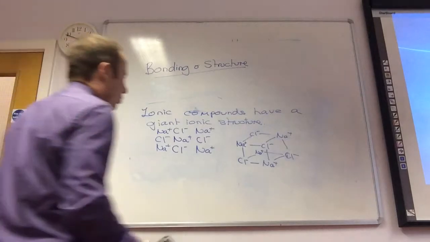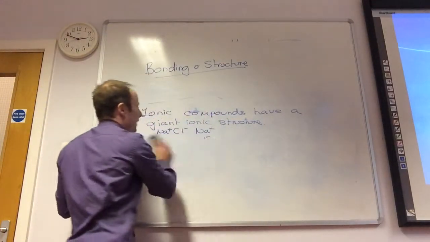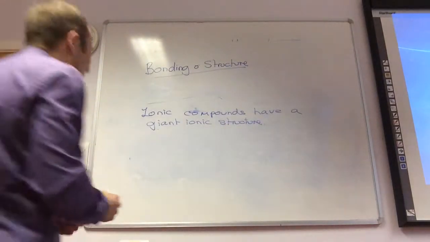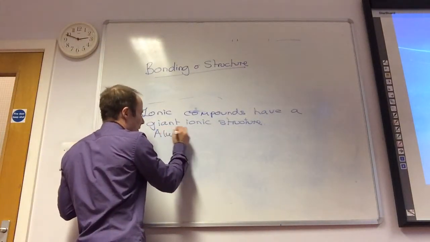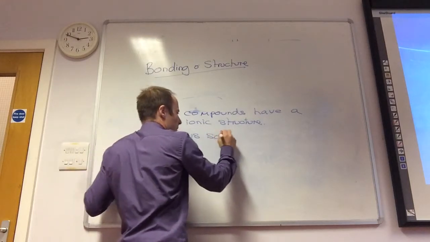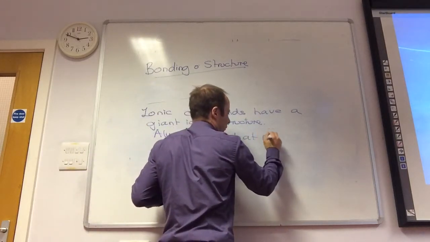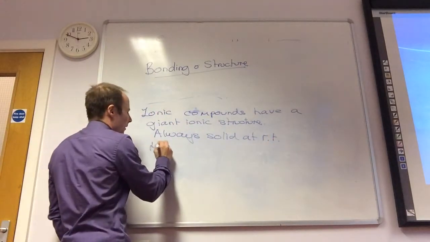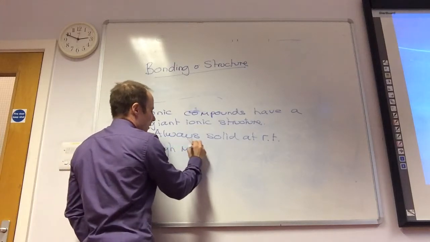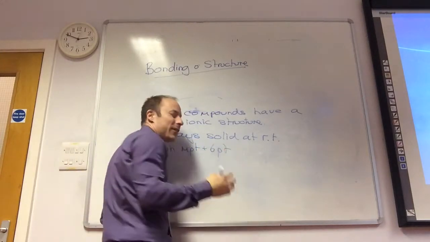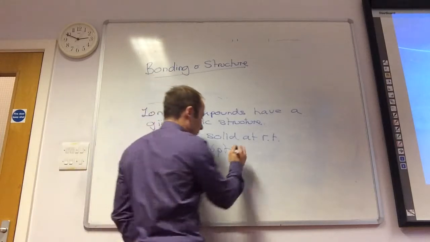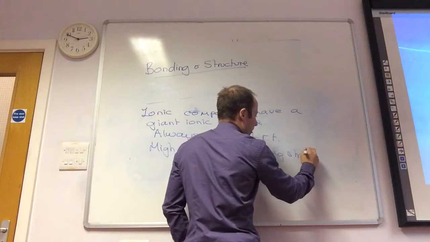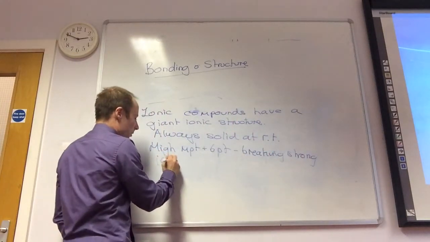It's a giant structure where they're all interconnected, and ionic bonds are really strong. So they're always solid at room temperature. And they always have very high melting and boiling points. They have high melting points and boiling points because you have to break strong ionic bonds.